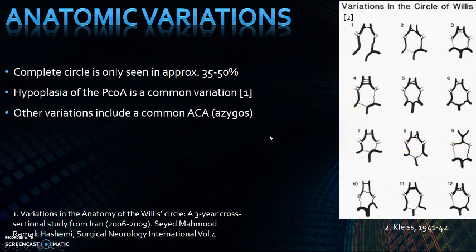Another variation would be a common ACA, common anterior cerebral artery, which is also called an azygos anterior cerebral artery, which is just one anterior cerebral artery that then bifurcates.